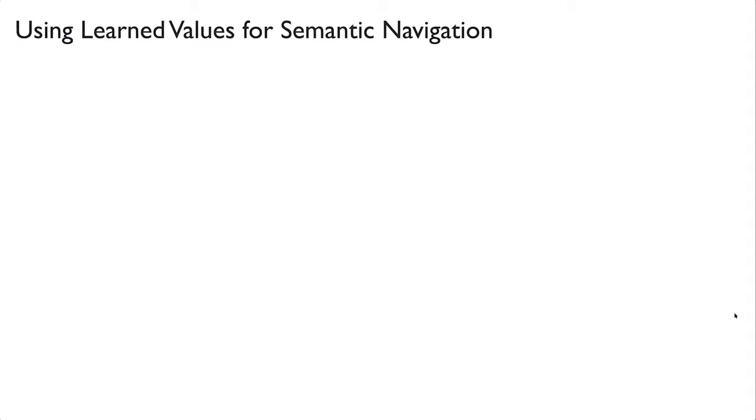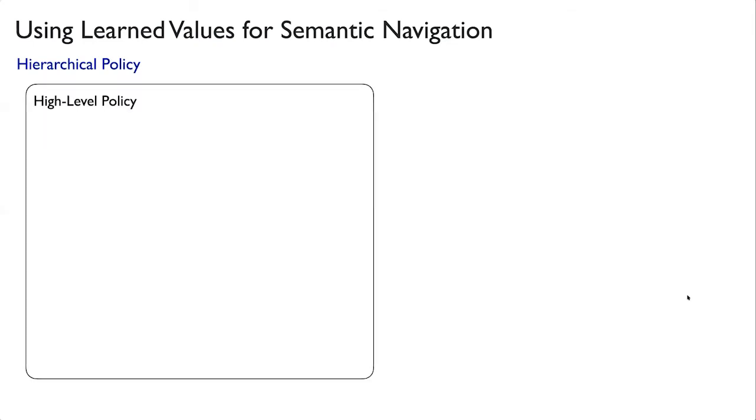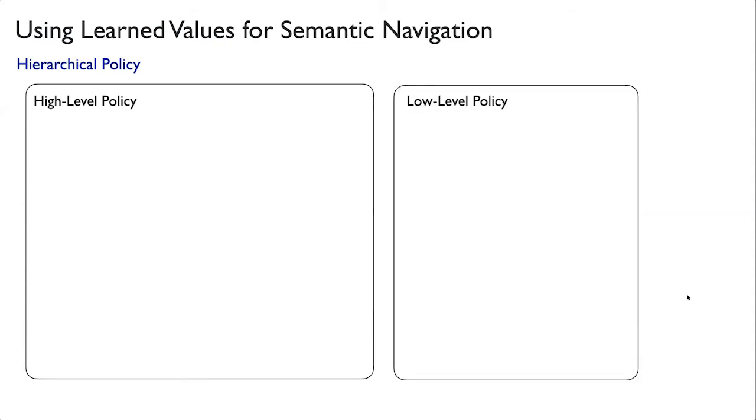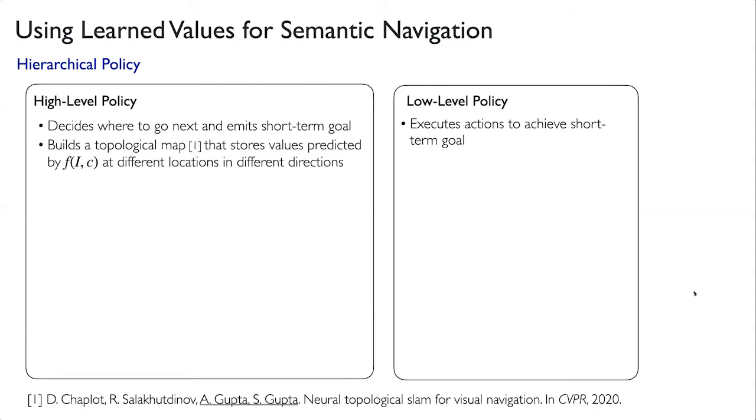Okay, good. Now, once we have learned these value functions, the next obvious question is how can we actually use these value functions for anything, right? And that's how we are going to do this: we are going to use these in conjunction with a hierarchical policy. This hierarchical policy consists of a high-level policy and a low-level policy. The high-level policy decides where to go and emits a short-term goal, and the low-level policy takes in the short-term goal and tries to get there, right?